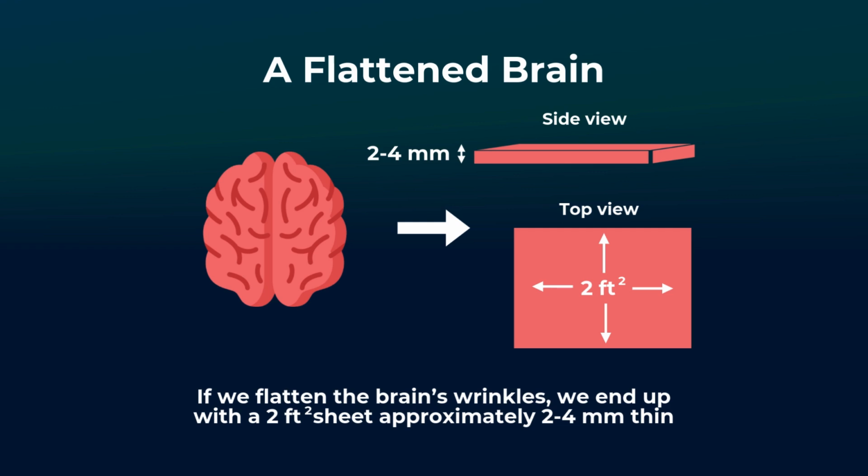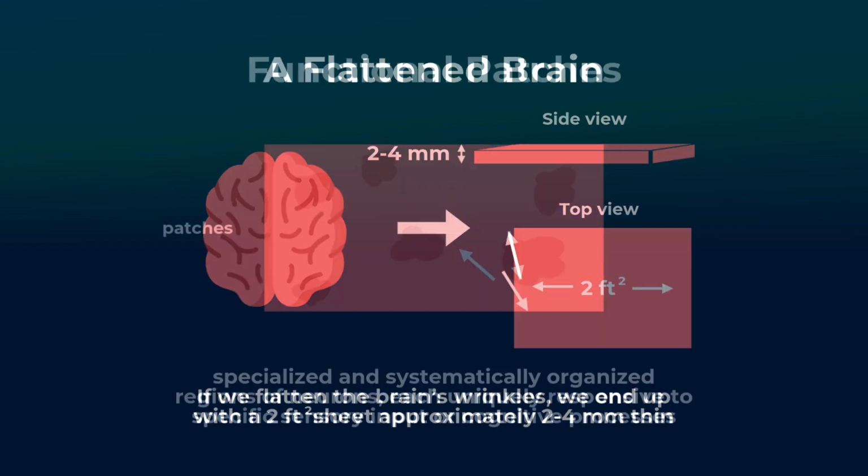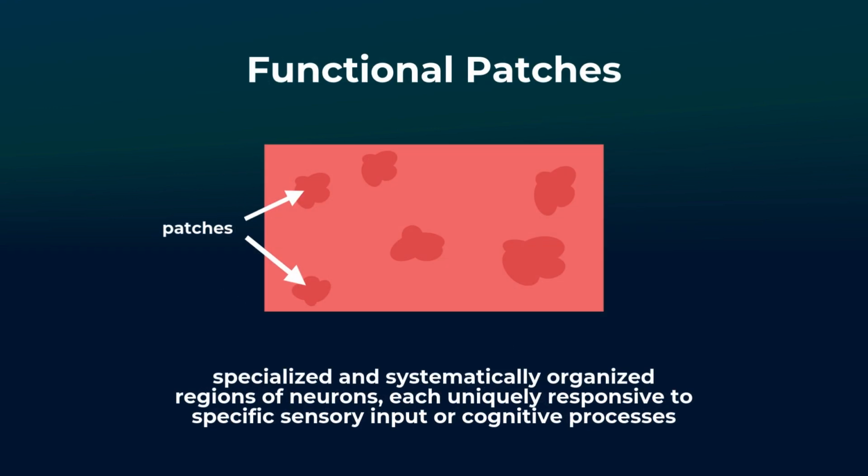If we were to flatten the brain's wrinkles, we'd end up with a roughly 2 square feet sheet being approximately 2 to 4 millimeters thin. Represented in this image by the darker blobs, functional patches in the cerebral cortex are specialized and systematically organized regions of neurons, each uniquely responsive to specific types of sensory input or cognitive processes, forming an intricate network that supports our perception, thought, and behavior.